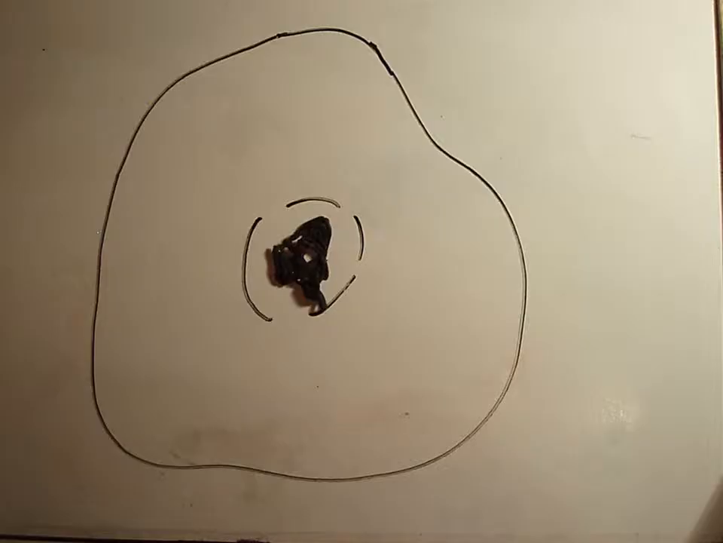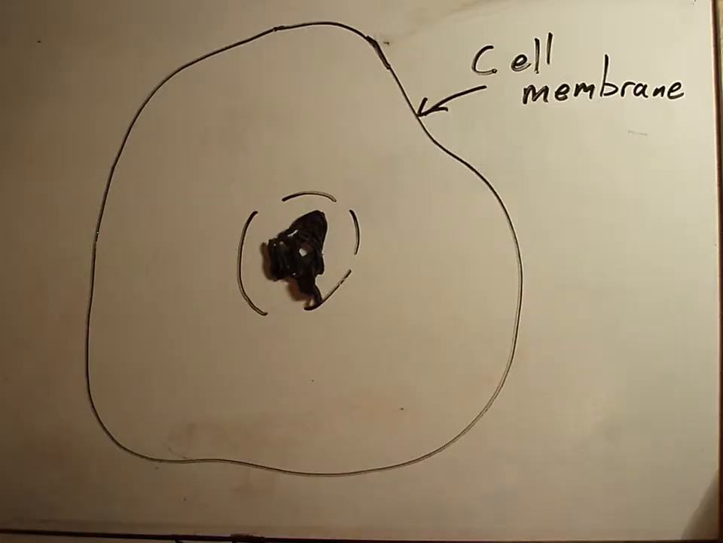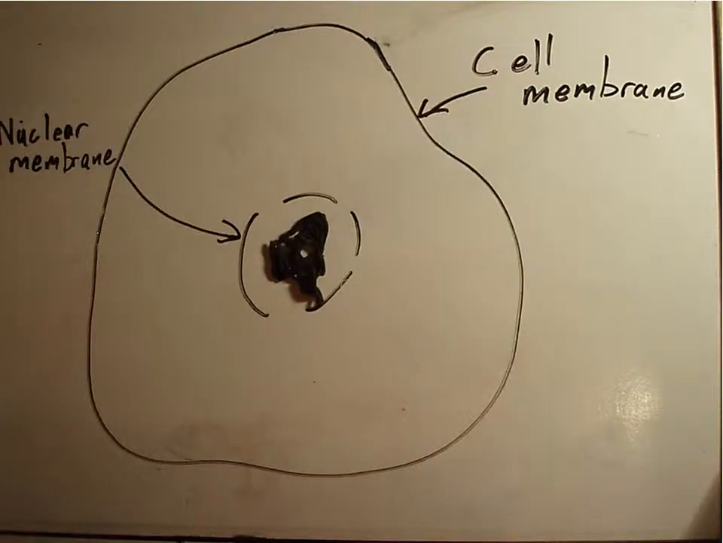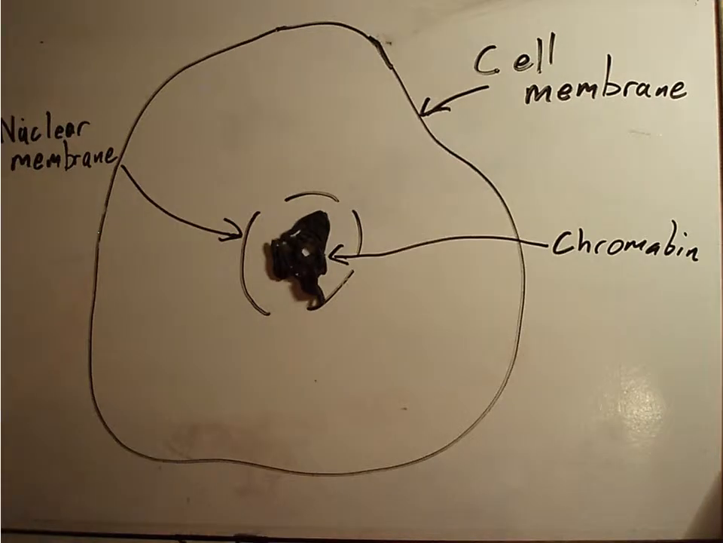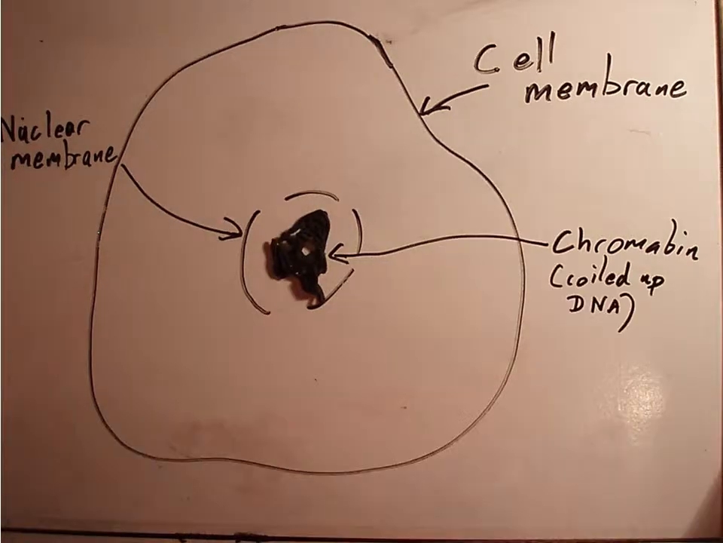To make life a little easier to understand in this cell division topic, we're just going to look at a generalized animal cell. Here you've got the cell membrane, and the nucleus is separated from the rest of the cytoplasm by a nuclear membrane itself. The nucleus itself is made up of chromatin, and chromatin is a whole load of densely coiled up DNA.